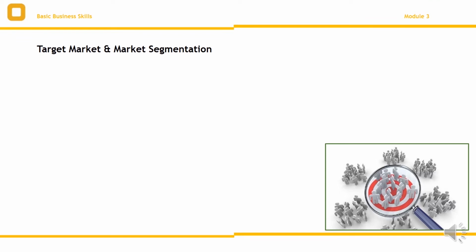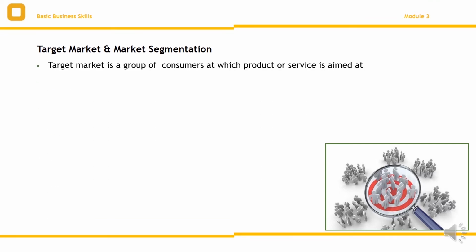So what is a target market? The target market is a group of consumers at which your product or service is aimed. It's the group of people that are going to buy your product or service. It's the group of people that you, as a firm or as a company, create products and services for. To attract customers, you need to know who they are, what they need, and what they want. You need to understand your target market very, very well in terms of who they are, what they want, and what they need.